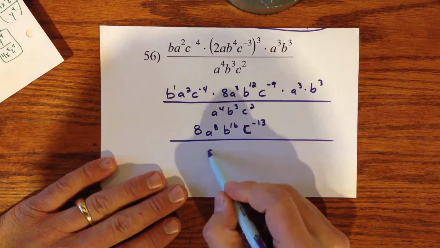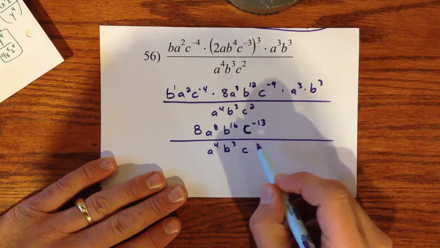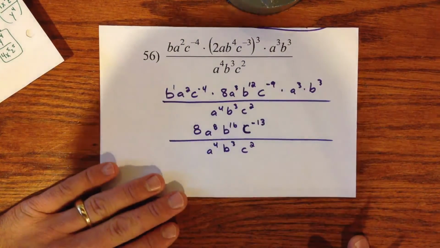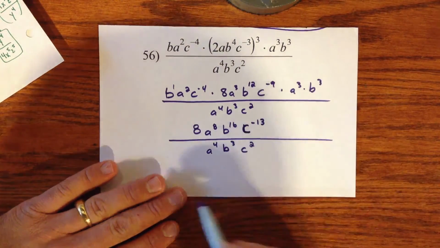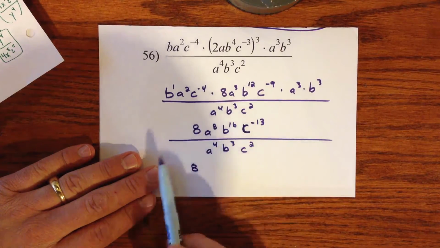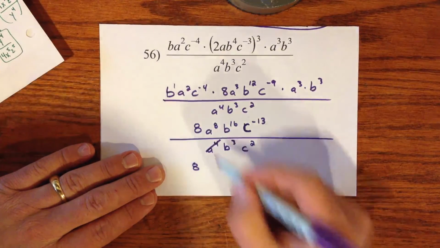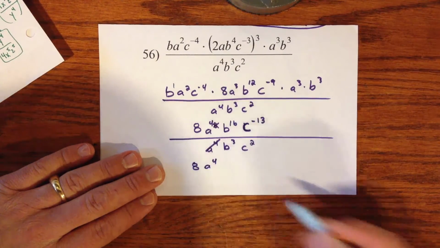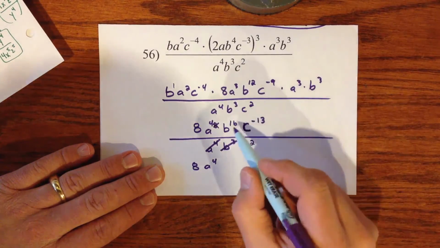And on the bottom we have a to the 4th, b to the 3rd, c to the 2nd. Alright, the only thing, I don't want to run out of room, so I have 8 A's on top, 4 A's on the bottom, so those are going to completely cancel out. This is going to make it a 4. So I only have 4 left on top. All 3 of those are going to cancel out.